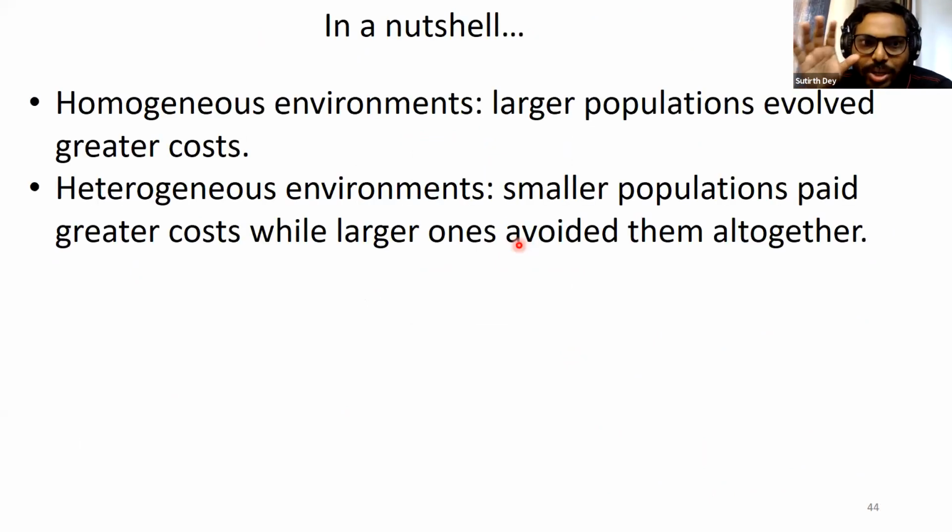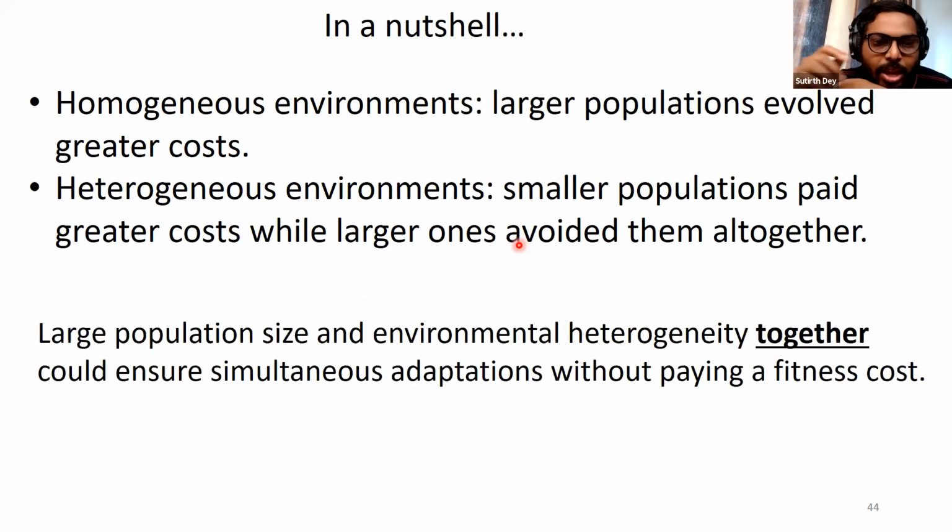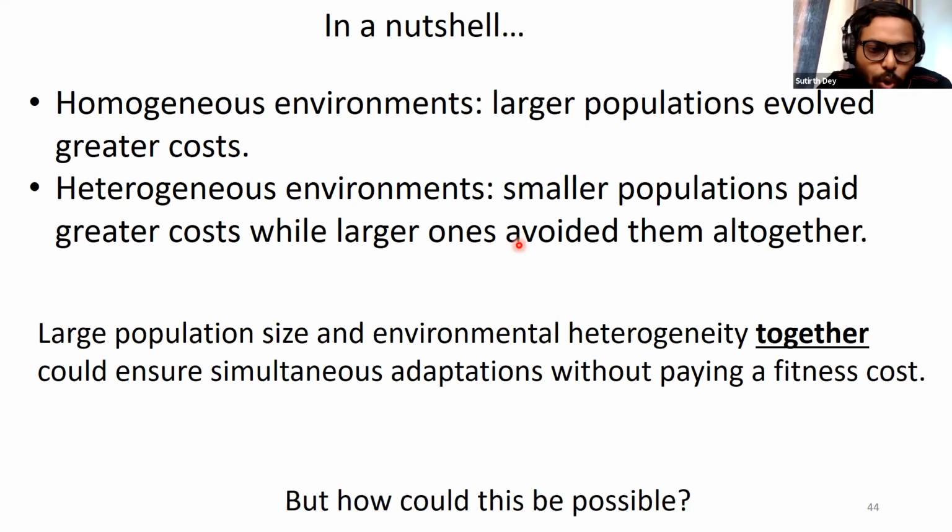So in a nutshell, what are we seeing? We are seeing that in homogeneous environments, the larger populations are evolving greater cost, but in heterogeneous environments, the larger populations are avoiding the costs altogether, whereas it's the smaller populations which are evolving costs. So when you have large population size and environmental heterogeneity present together, only then can you ensure simultaneous adaptation without paying a fitness cost. This is not what was hypothesized by these other people whose quotation I showed you.